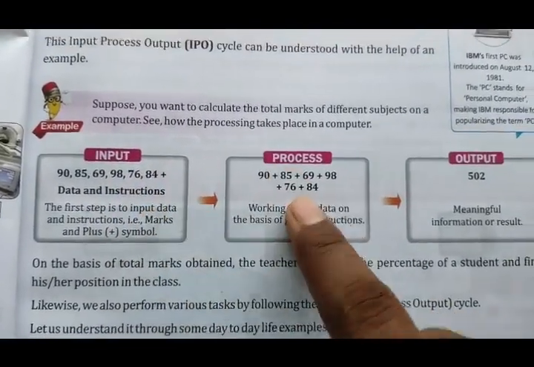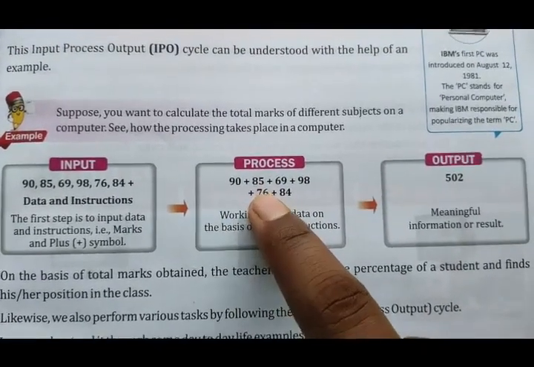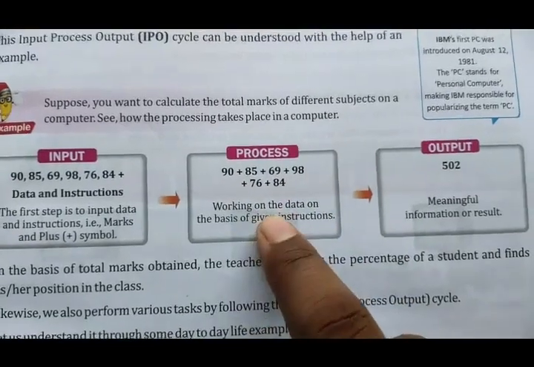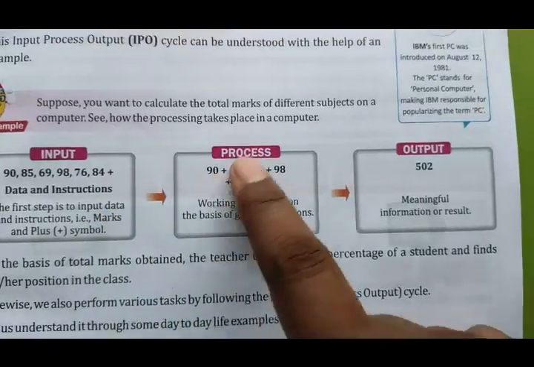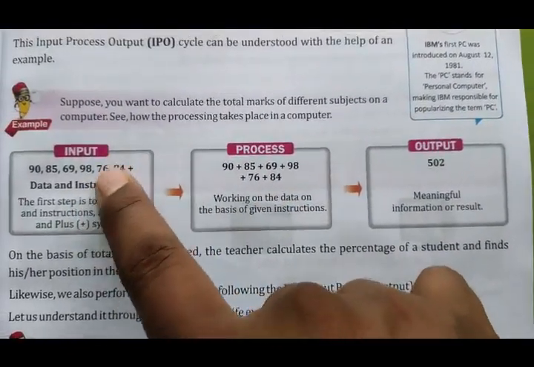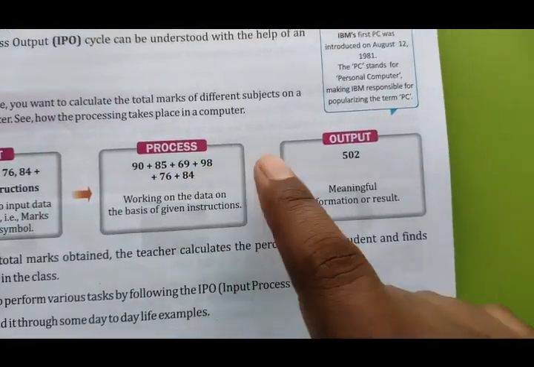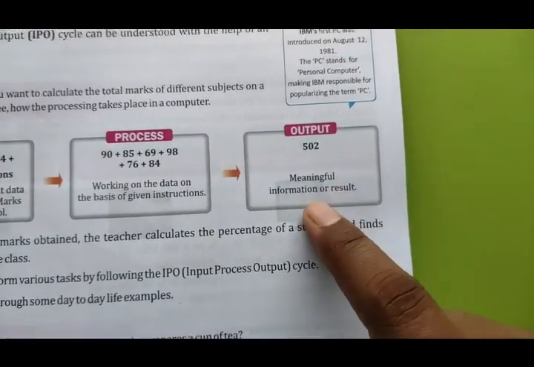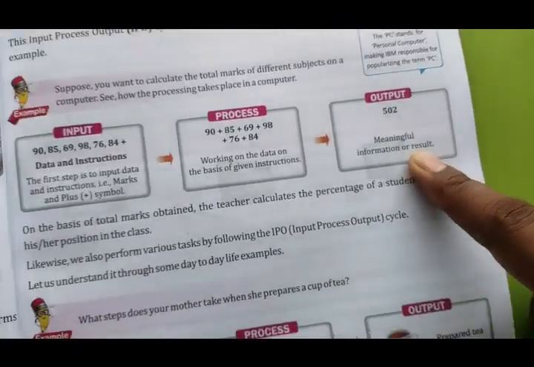After processing by the CPU: 90 plus 85 plus 69 plus 98 plus 76 plus 84. Working on the data on the basis of the given instruction. When the instruction is given, it will work and process the data. Data means what? These are the inputs. It will process here. After processing, it will give the output here, 502. It gives meaningful information, a result, as output.